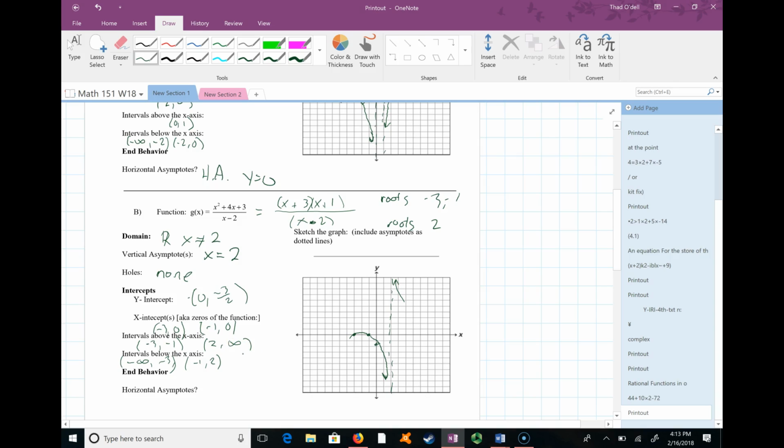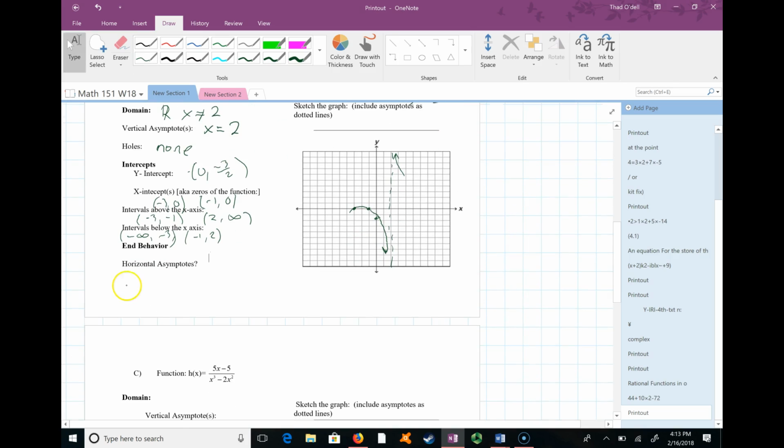In end behavior, we look at this. It's the third case. The degree on top is greater. So we look at the difference in the degrees. It's 1 greater. So this thing behaves like a line, which means it will have an oblique asymptote. Let's move this up. Oblique asymptote.